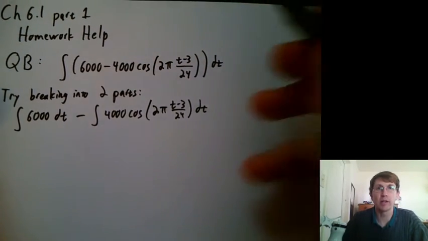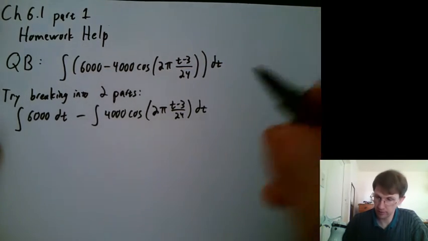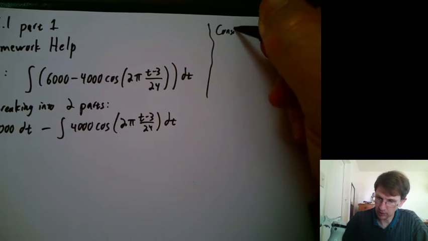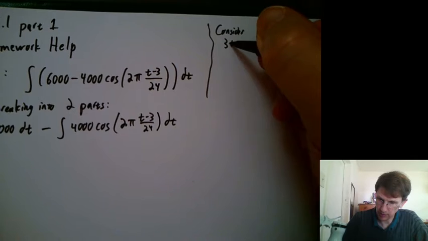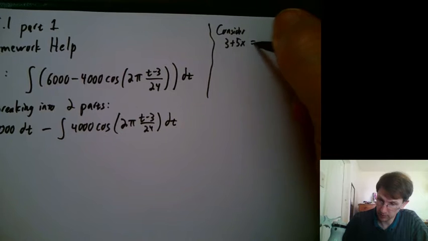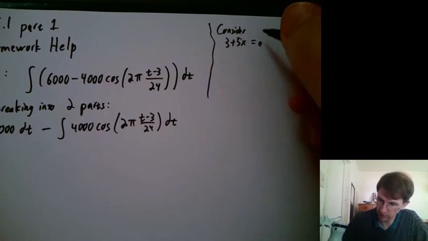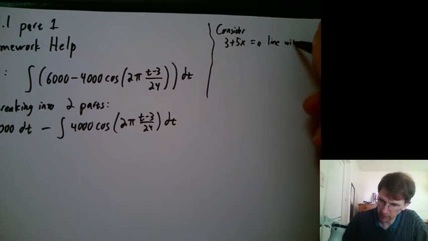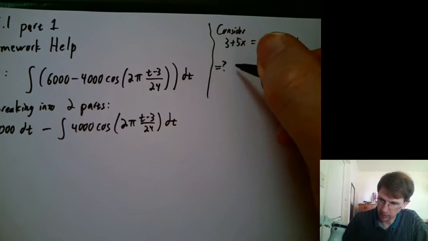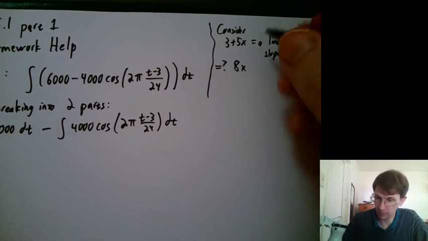Oh, one thing I should mention quickly. Can I collapse the 6,000 and the 4,000 into just 2,000? Let's think of a simpler case. Consider something like 3 plus 5x. You'd say that's a line with slope 5, right? If that was a tangent line formula like f of x plus f prime times x minus 0 or something. So that's a line with slope 5. Is that equal to 8x? Well, that's a line with slope 8 that goes through the origin. Those are not the same thing.